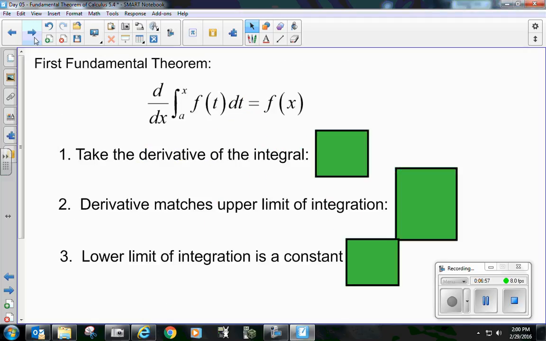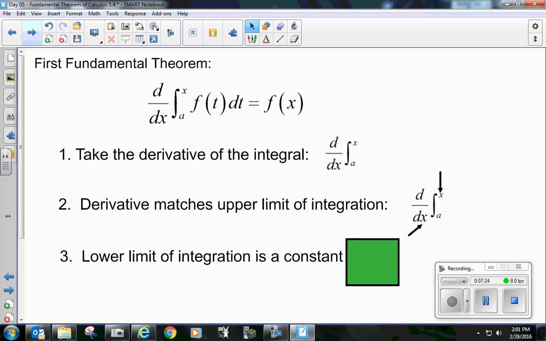Okay, so the first fundamental theorem we got there: take the derivative of the integral. That's d over dx in front of the integral from a to x. The derivative matches the upper limit of the integration. What's that mean? The variable for your derivative should match the upper limit, or the upper bound. Could also be an x.